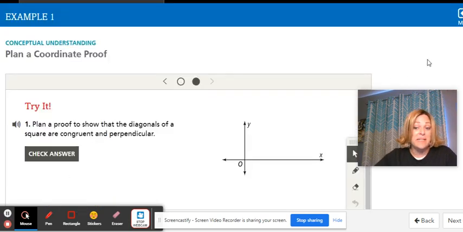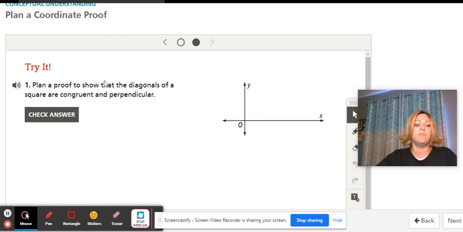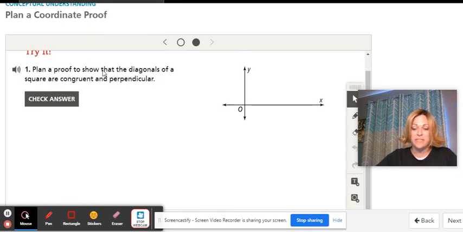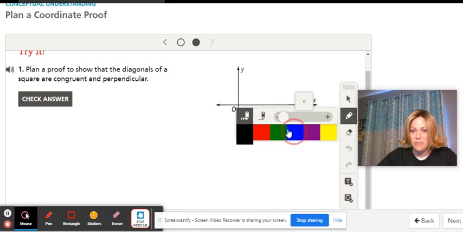So this is a tricky one because this is having you make the visual. Plan a proof that shows the diagonals of a square are congruent and perpendicular. So kind of restate it. I am showing a square. And it gives you a little picture here, like an ability to draw a picture, I should say.